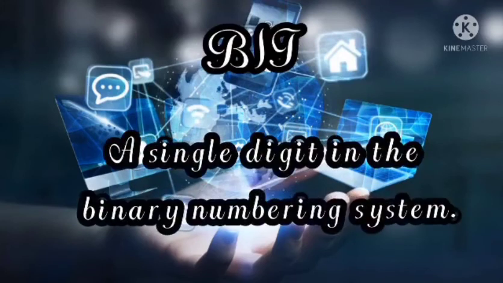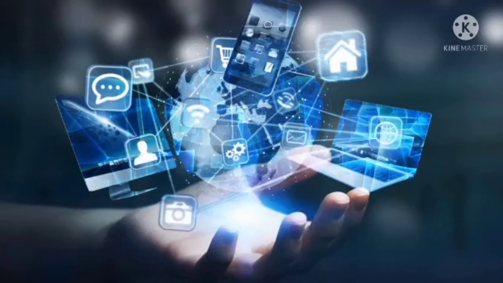Next, we have bit. A bit is a single digit in the binary numbering system. It is also the smallest unit of data in a computer. A bit has a single binary value, either 0 or 1.